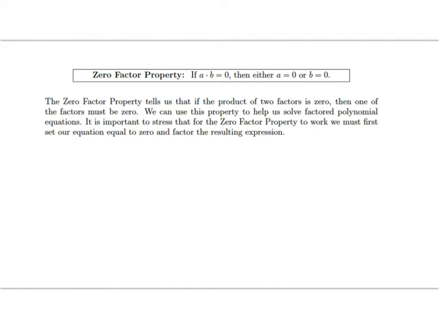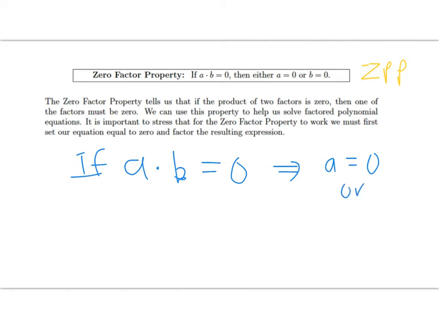The key idea is the zero product property, or the zero factor property. I usually call it the ZPP for short. Zero product or zero factor property. And simply stated, if A times B is 0, if that's true, we're told that two expressions multiplied together is equal to 0. Either A is 0 or B is 0.